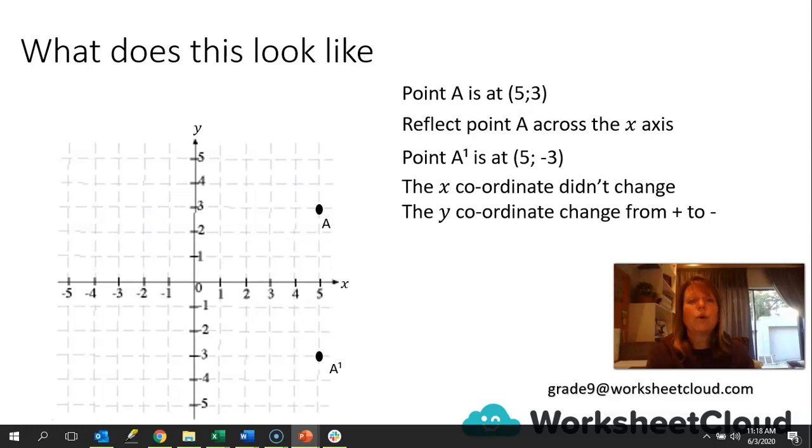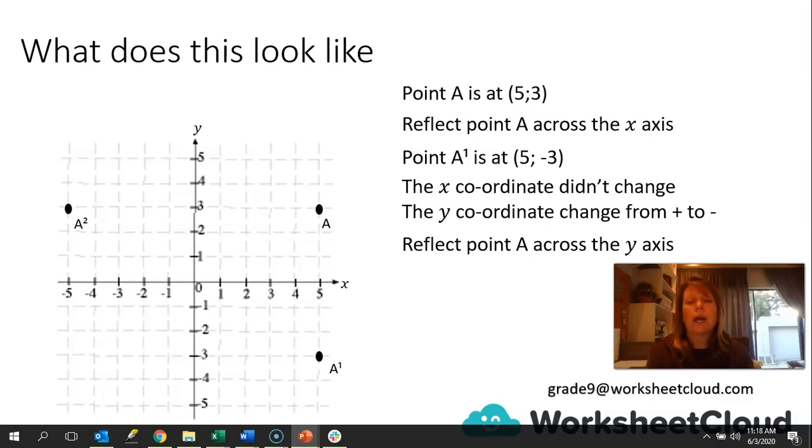So whichever axis you're reflecting across, that coordinate stays the same. Okay, so if we reflect the point A across the y-axis, we're going to go into this quadrant here. Let's have a look what happens. All right, can you see our x value changed from a positive to a negative, and the y value stayed the same because we reflected across the y-axis.